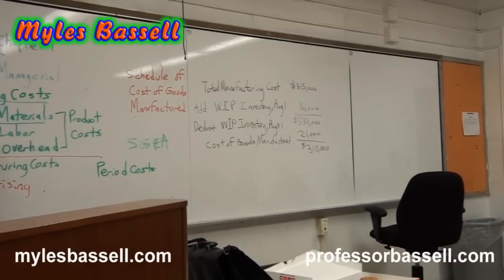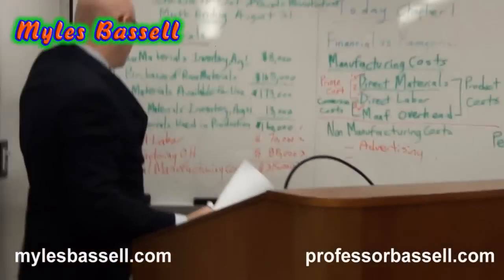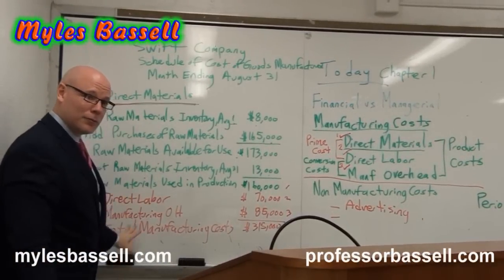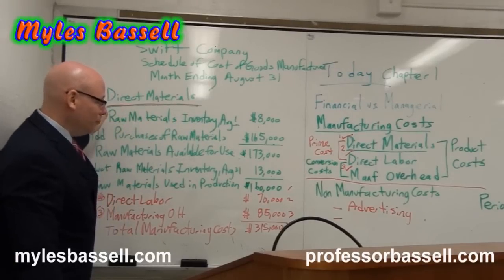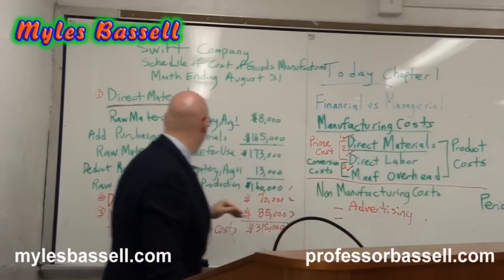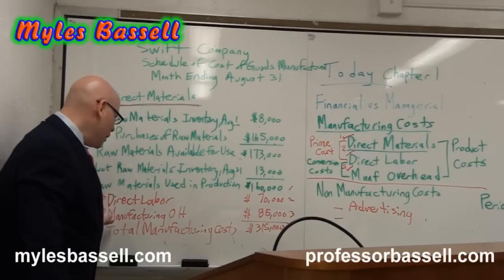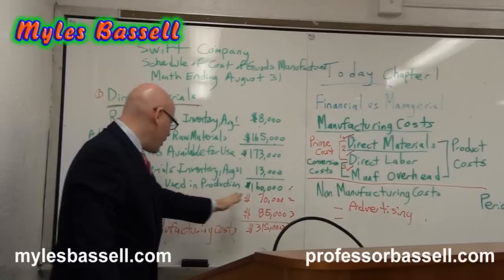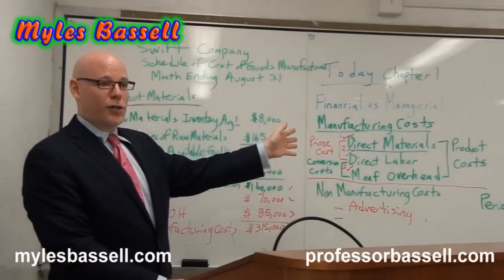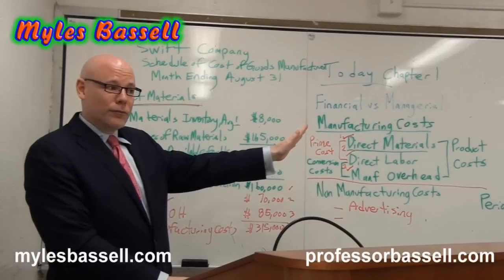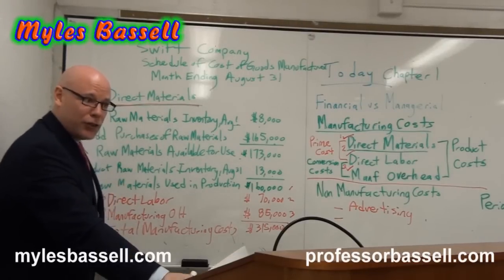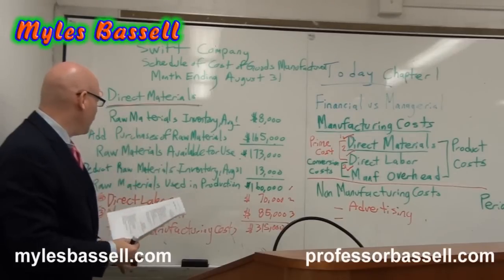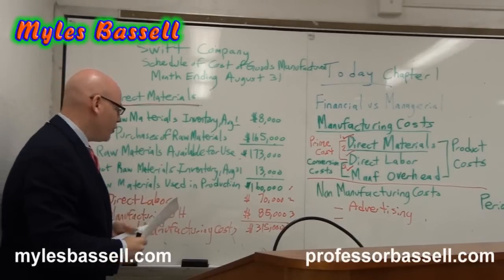So let's start here with our manufacturing costs. Direct materials, direct labor, manufacturing overhead. Those are our manufacturing costs. That's what we're looking at here. Direct labor and manufacturing overhead, in this scenario, are given to us, so that's basically like a plug number. But to get to the raw materials used in production, we have to go through a number of calculations. We're going to need a couple of iterations here to get to the 160,000.